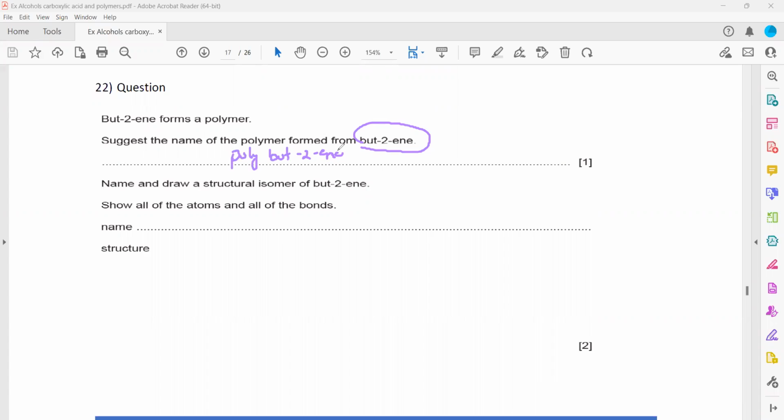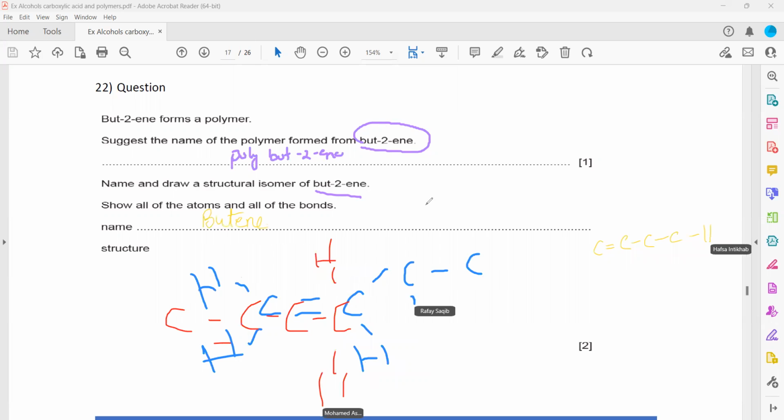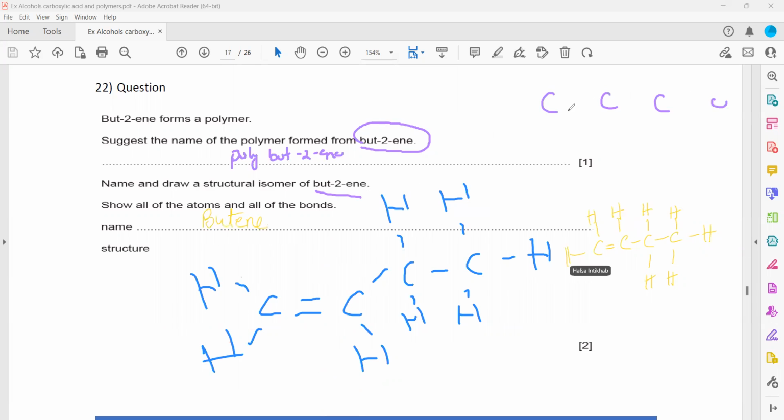Now name and draw the structure of a structural isomer of butene. We have but-1-ene, which we can draw, or you can also say butene. You can use any other part of the screen to draw the structure; it's not necessary that you all use the same part. But-1-ene means the double bond: if you have four carbons, but means four carbon atoms, and the double bond is at the first one, the remaining are single bonds. This will have two hydrogens, this will have one, this will have two, and this will have three hydrogens.